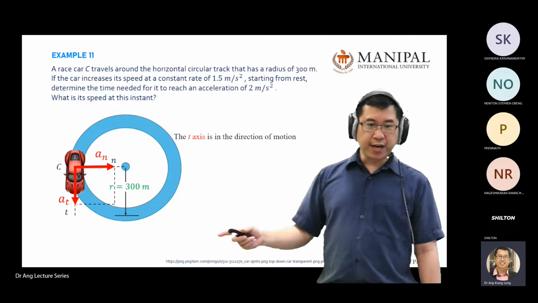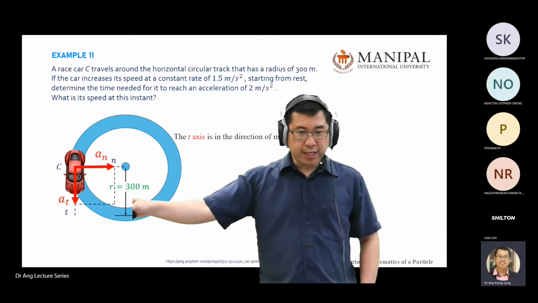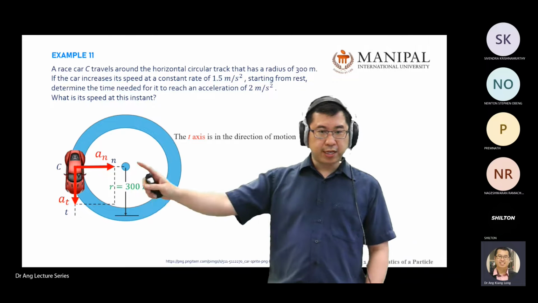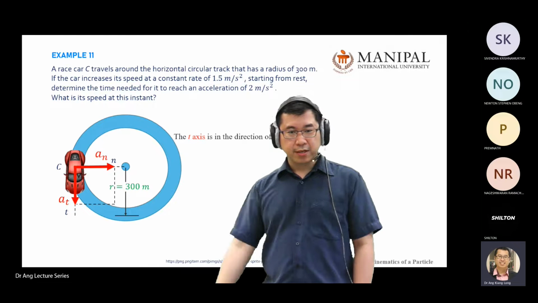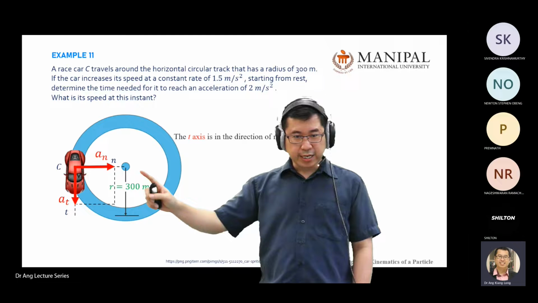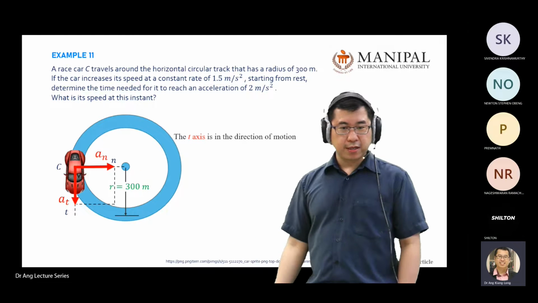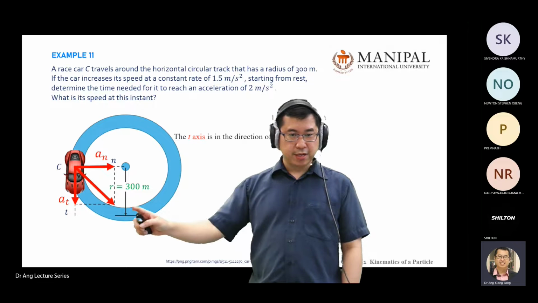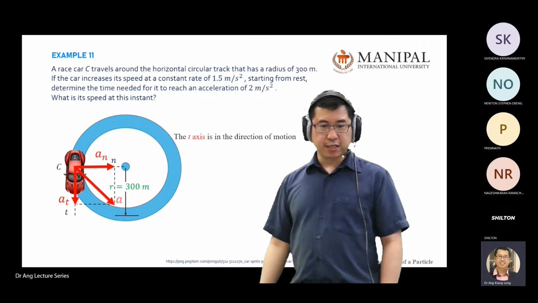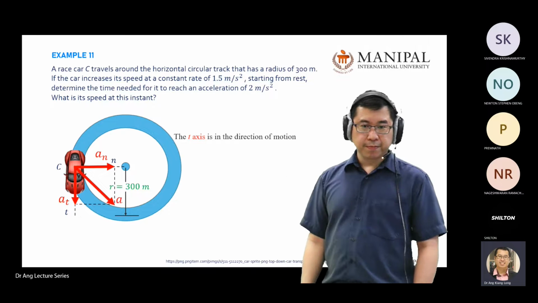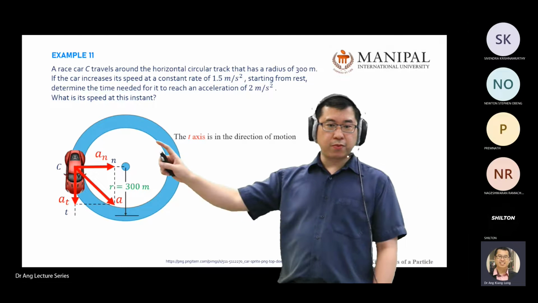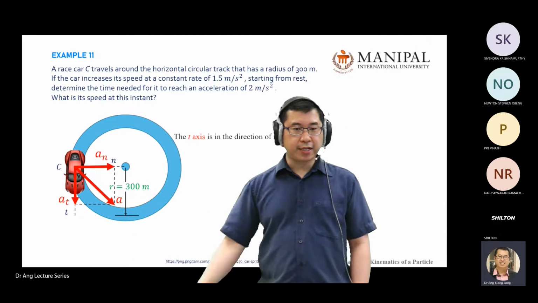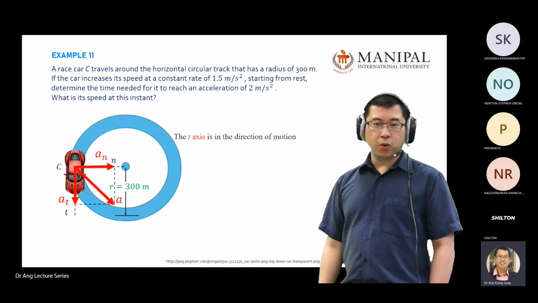When you have the AT and AN components, it is basically a vector diagram. I use a rectangular approach. When I combine AT and AN, I get the resultant, which I label as A. My next step is to solve for AN and AT using the available equations.